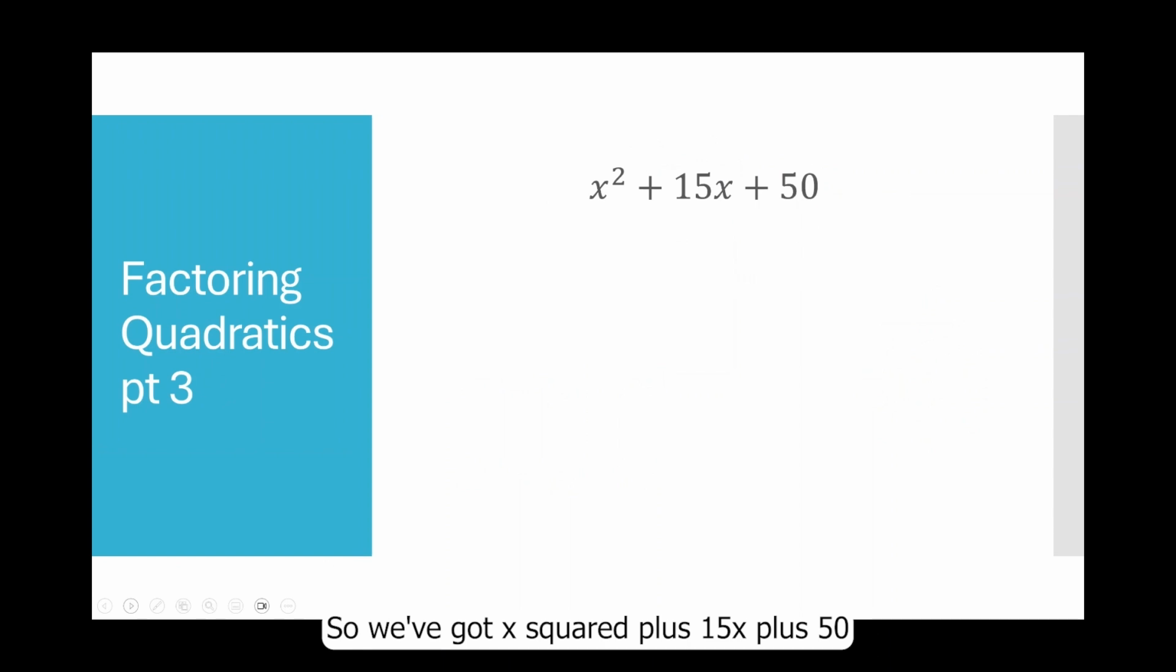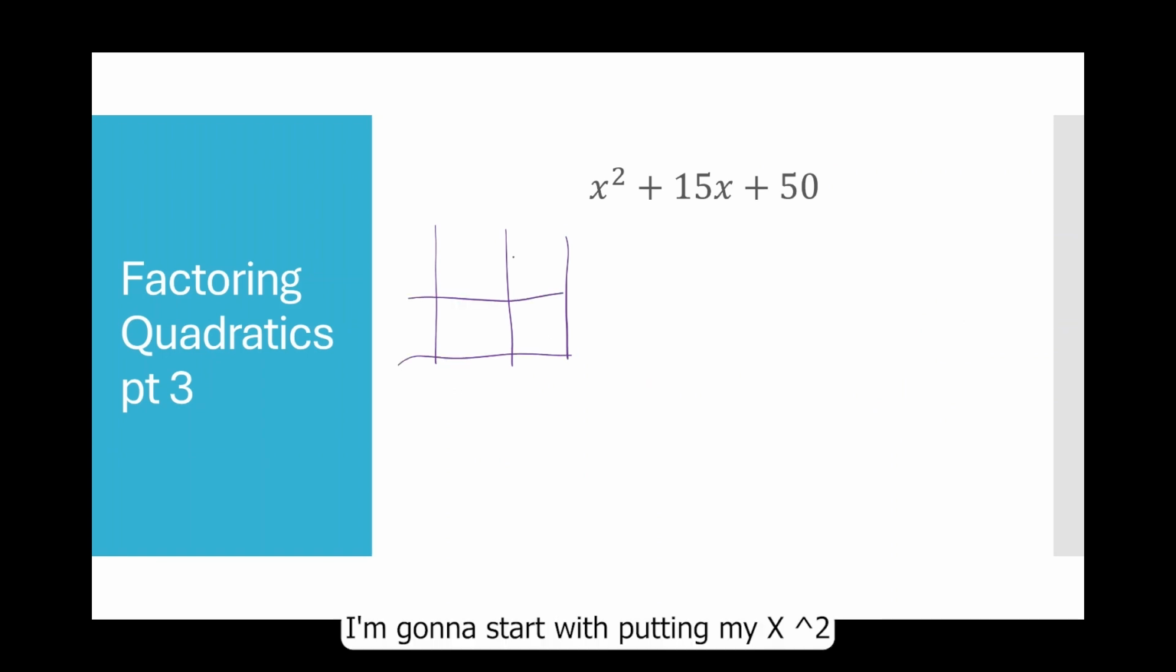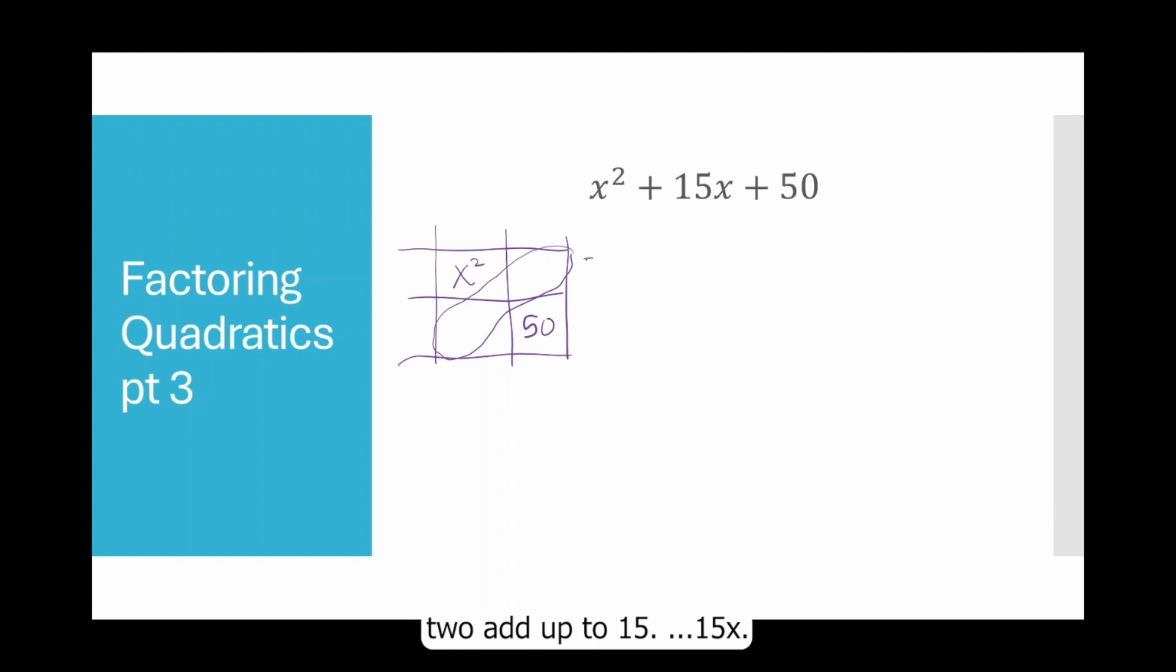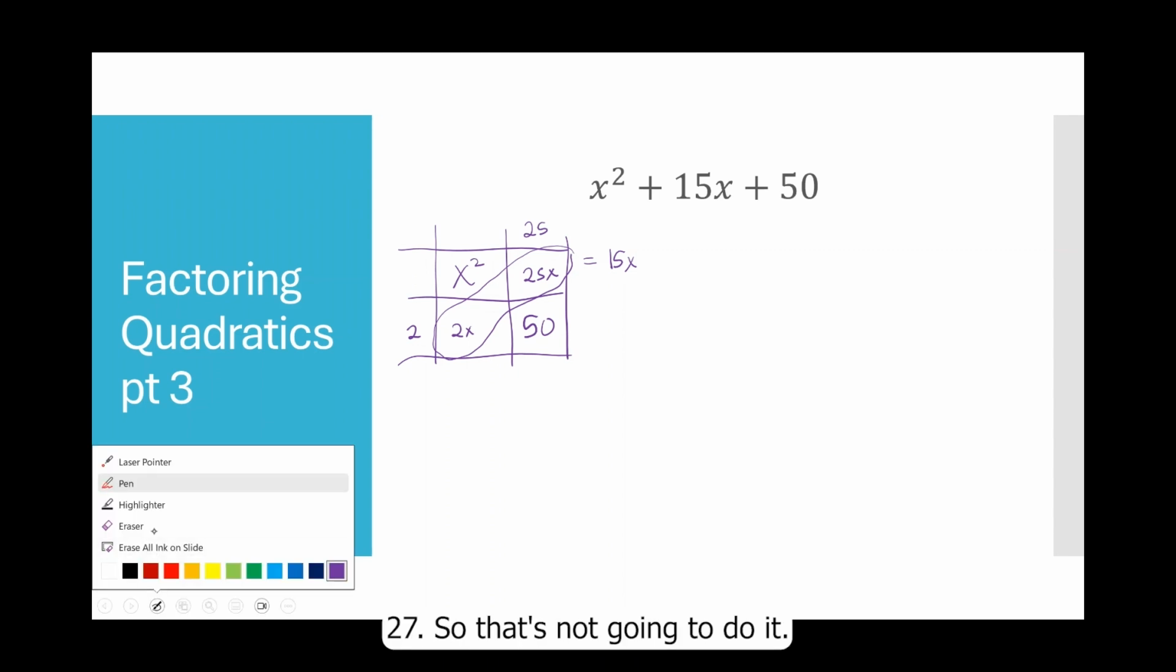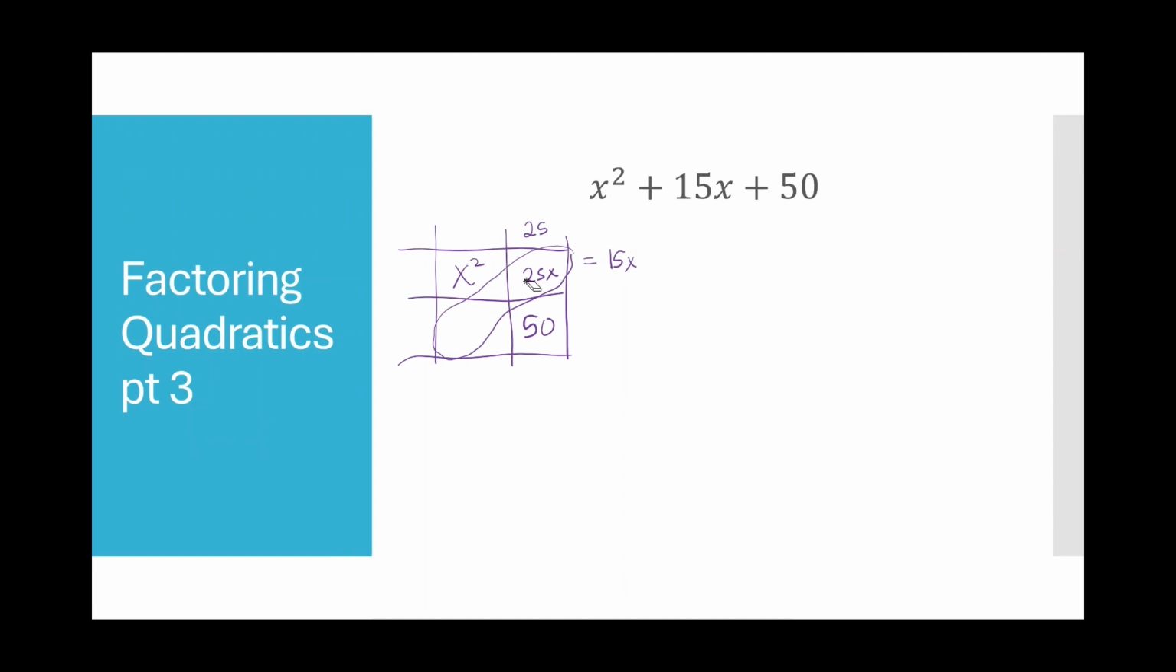So we've got x squared plus 15x plus 50, and I'm going to show you this a couple ways. So the box method, I'm going to start with putting my x squared here and my 50 here, and I'm looking for two numbers that multiply to 50 that are going to help me make these two add up to 15x. So I might try 2 and 25, but if I try that, I'm going to notice, oh no, that actually adds up to 27. So that's not going to do it.